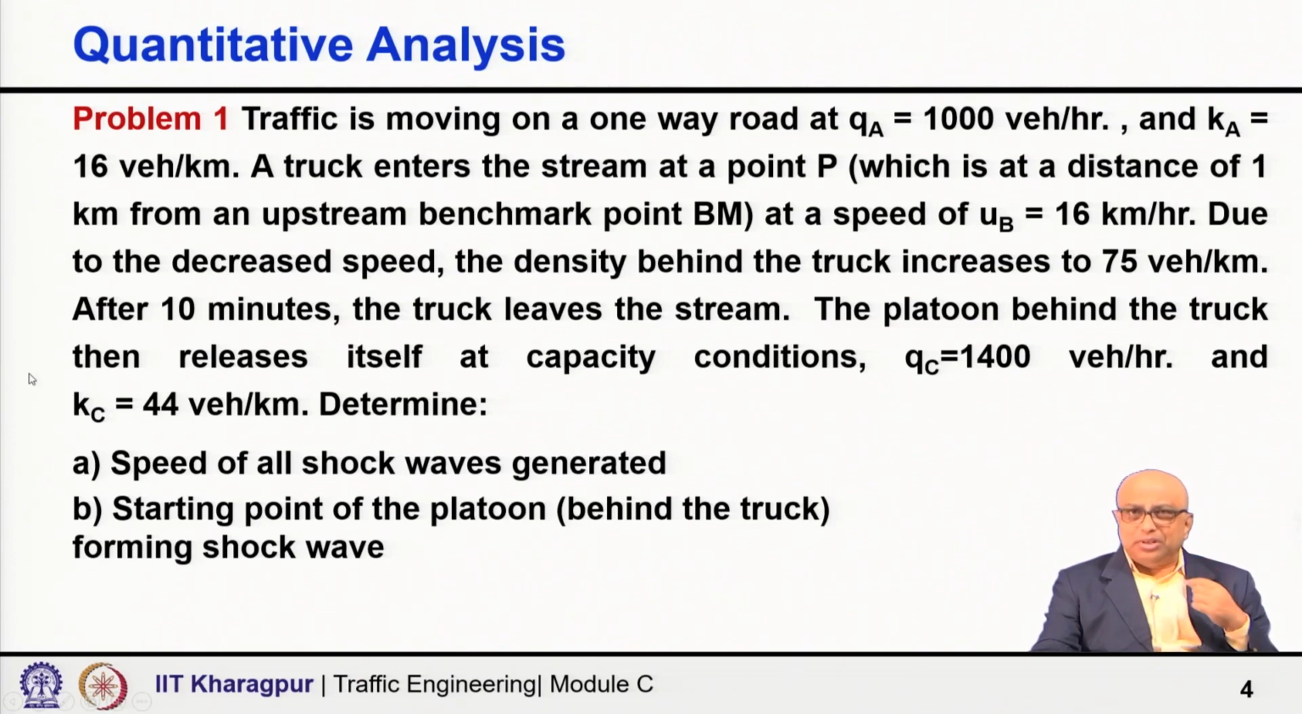Then the truck travels for 10 minutes, and after 10 minutes the truck leaves the stream. So, now the platoon behind the truck gets released at capacity condition, with the discharge capacity or flow as 1400 vehicle per hour, which is higher than traffic state A, and with a density of 44 vehicle per kilometer, which is again higher than the density of the original traffic state.